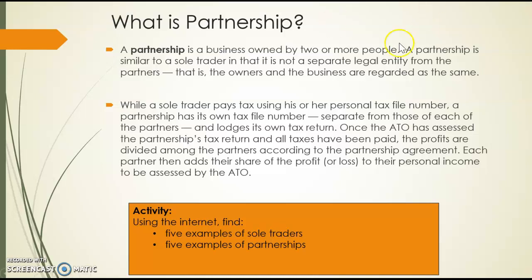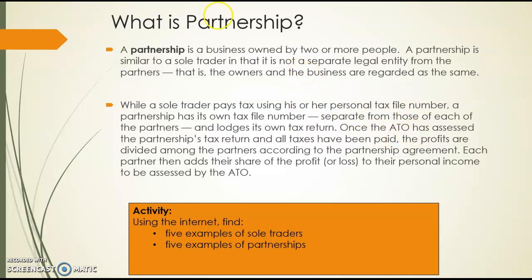That is, the owners and the businesses are regarded as the same. Okay, while the sole traders pay tax using his or her personal tax file number. So tax file number is very, very important when you're running a business, or even when you're working as an employee. So as a sole trader, you'll use your own tax file number.